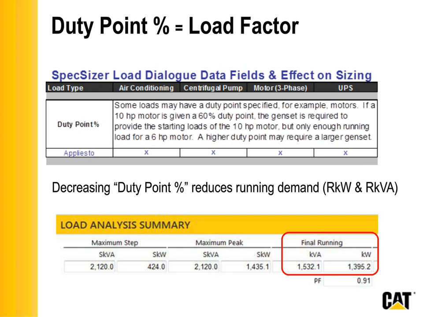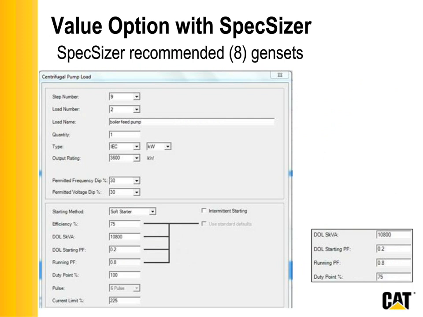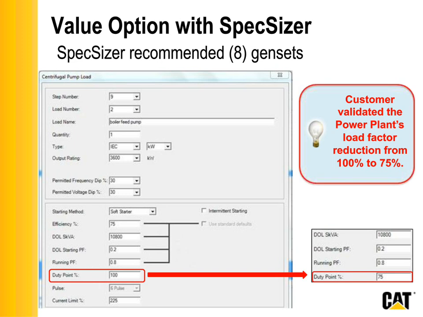And when I talk about running, that's the price of admission. Your size genset has to at least meet or exceed the running kW and kVA of your loads, what your loads calculate. So here we're looking at duty point load factor. Again, we were looking at ways to optimize the application. When I first got this sizing file, the duty point was 100% for all 19 loads. We were able to reduce that to 75%. That's what the customer said it could be.